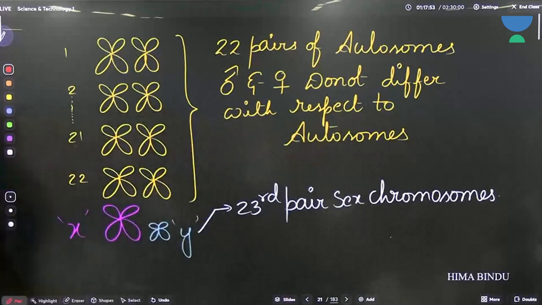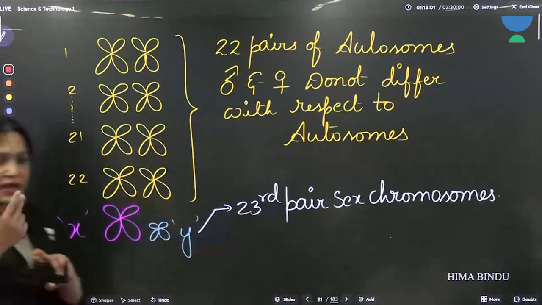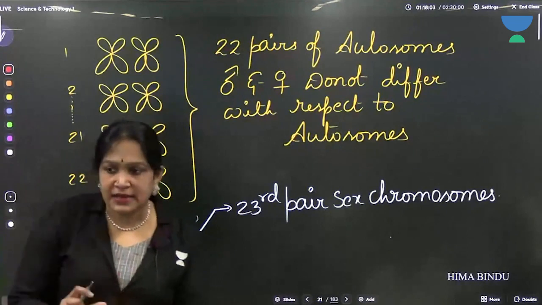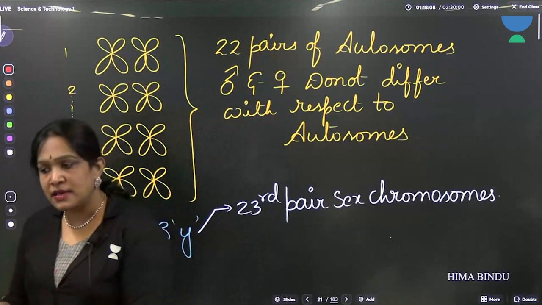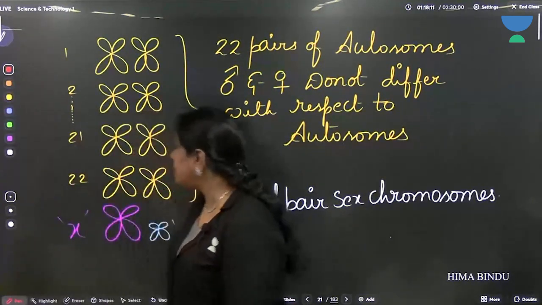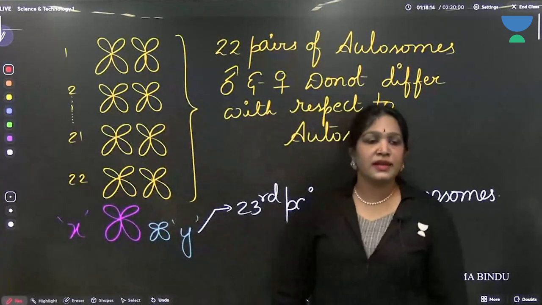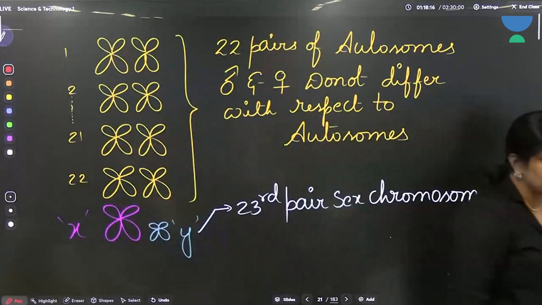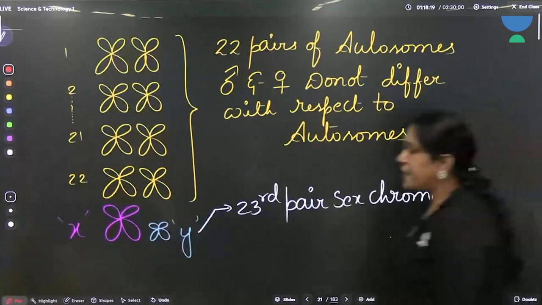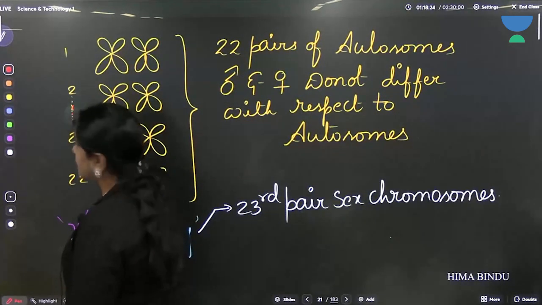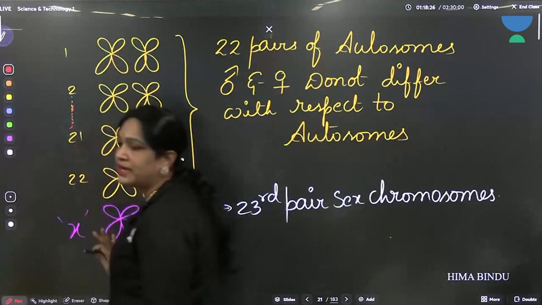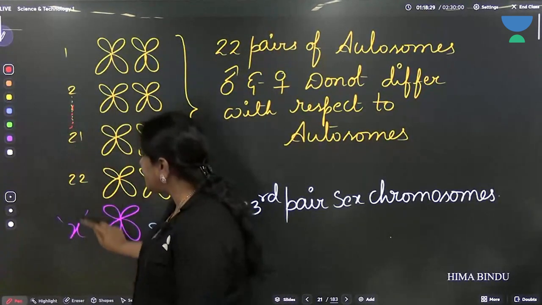And I told you, the first 22 pairs are autosomes. The 23rd pair is allosomes. But the 23rd pair in females is XX. The 23rd pair in males is XY. Very good. So now, assume that I have drawn 23 pairs of chromosomes. There is no space, so I could not draw all 23 pairs. So first pair, second pair, dot, dot, dot, dot. Imagine there are 20 chromosomes in between. This is 21, 22, 23.